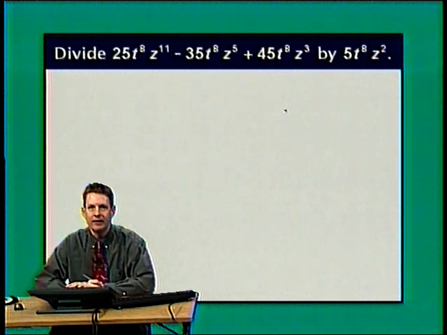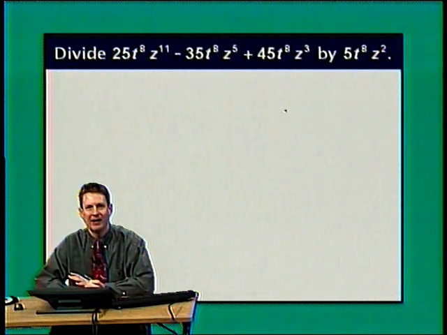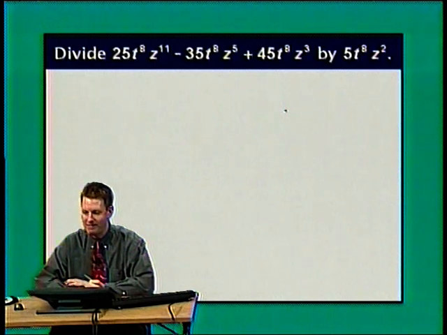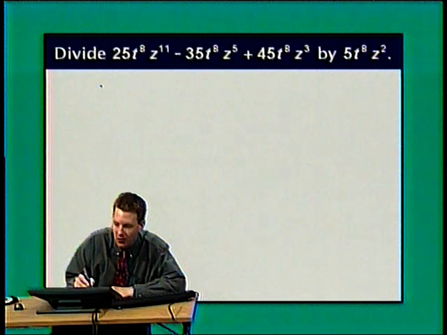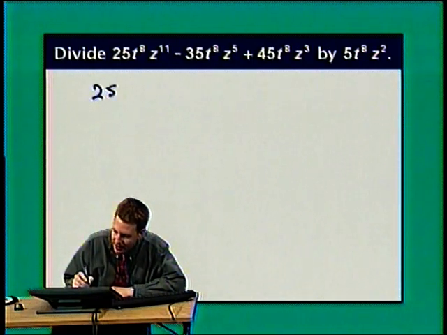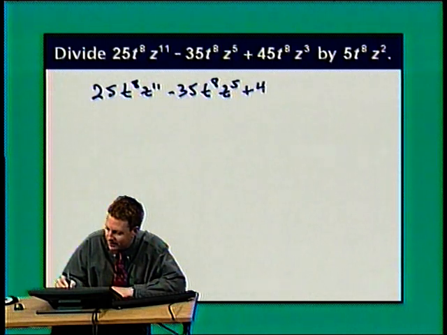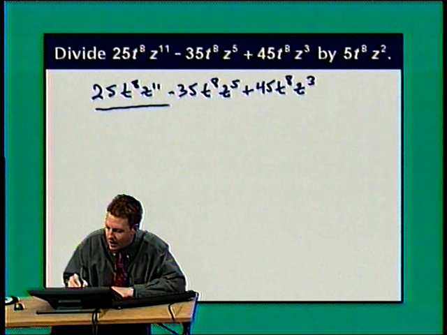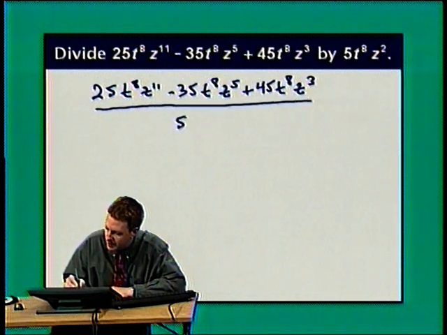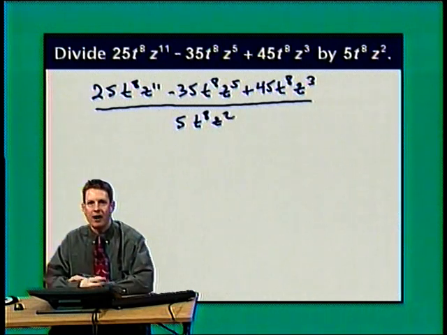Holy moly! Let's divide this really long and really variable-laden expression by 5t to the 8th z squared. So the really long, really variable-laden expression is 25t to the 8th z to the 11th minus 35t to the 8th z to the 5th plus 45t to the 8th z cubed, and all of that is being divided by 5t to the 8th z squared.